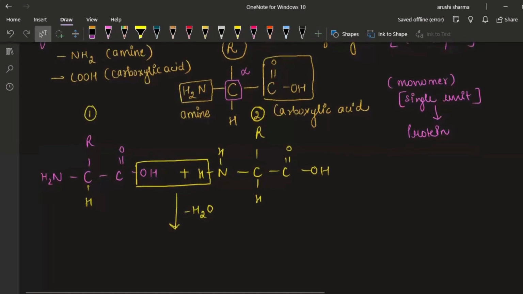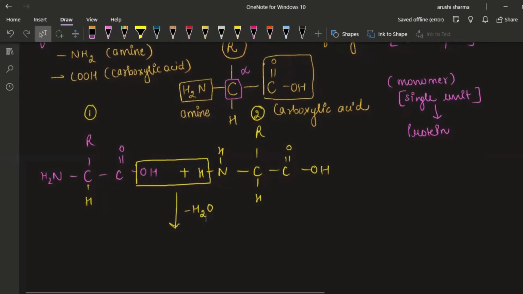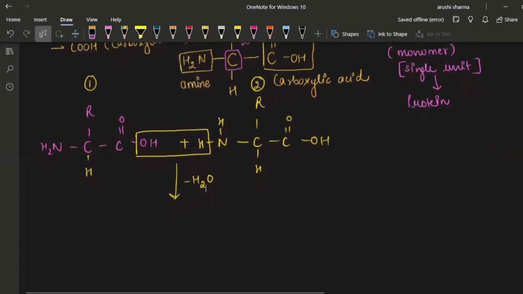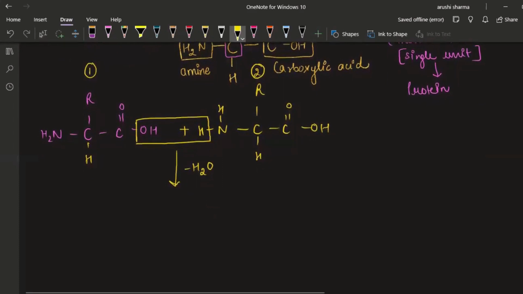So you can say the OH from the carboxylic acid of your first amino acid and the H from the amine group of your second amino acid are both eliminated in the form of water. And then you will get the structure looking like this: NH2, H, C double bond O, and now this C double bond O gets connected to your nitrogen over here.